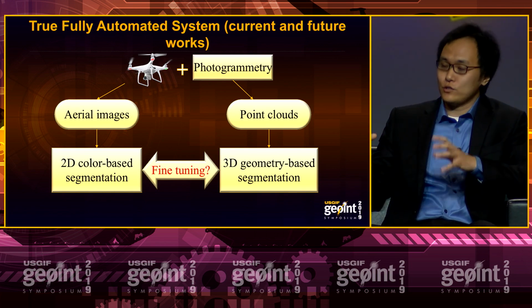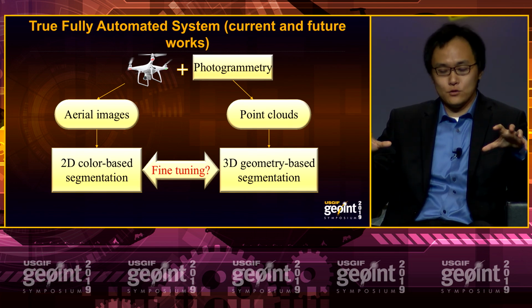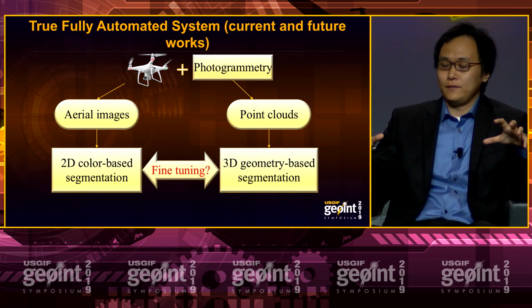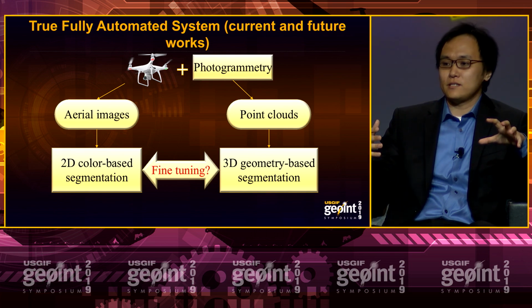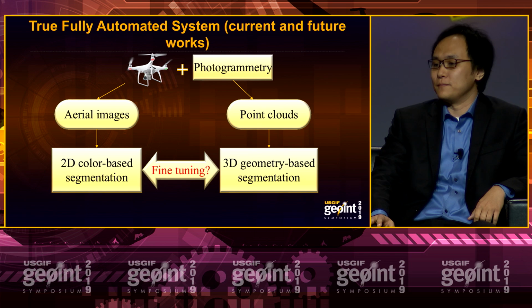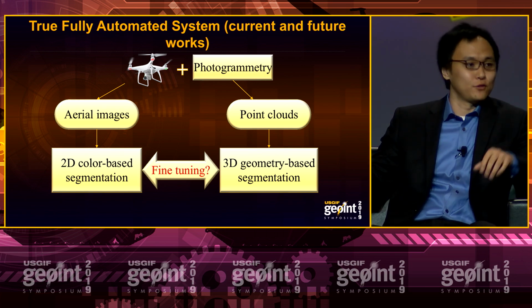Then you fine-tune your geometry model. You see, we have those two models that are trying to teach each other. And we believe this is how we can achieve a truly fully automated system, by having two models.